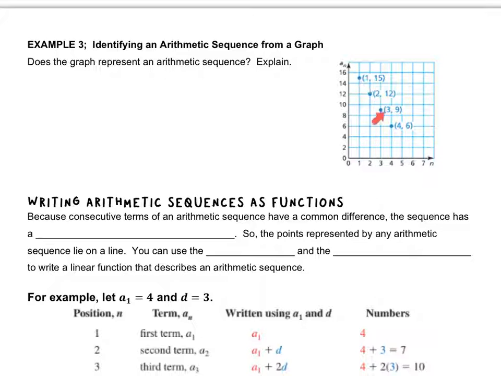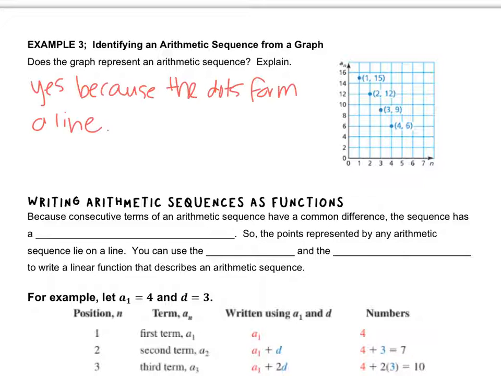So 1, 2, 3, 4, so that makes sense. And then 15 to 12 is minus 3. So that's also minus 3, and that's also minus 3. So yes, it is an arithmetic sequence because the dots form a line. So that's basic arithmetic sequences.